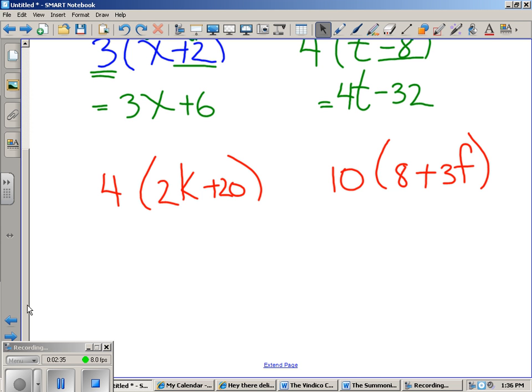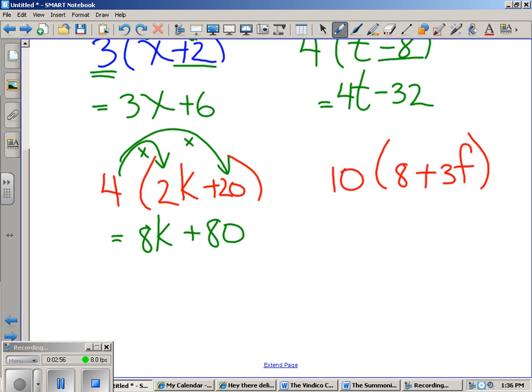And remember, what is our first step when we're doing distributive property? Remember that it could be called Ross arrows, and that tells you to put arrows to each term, and each term means multiplication. So you had 2k and you multiply it by 4, that'll be 8k. And you had 4 times 20, and that's 80. There's your answer. Lastly, here's our last one. So 10 times 8 is 80, because remember, each of these arrows is multiplication. And 10 times positive 3f is 30f.